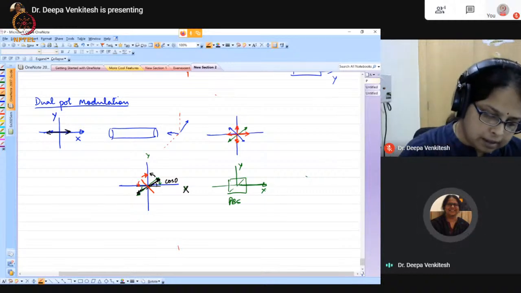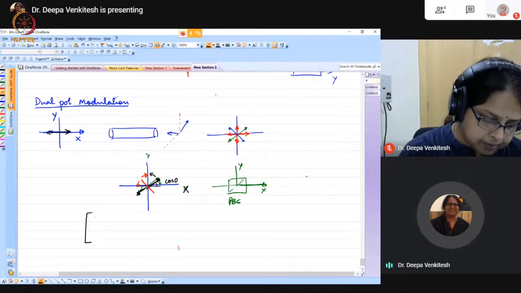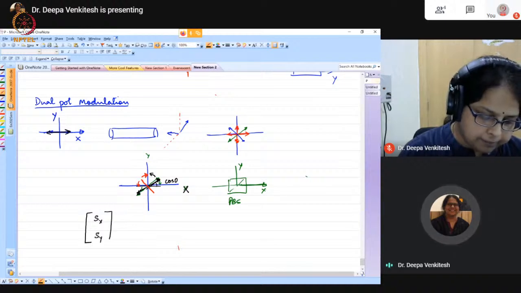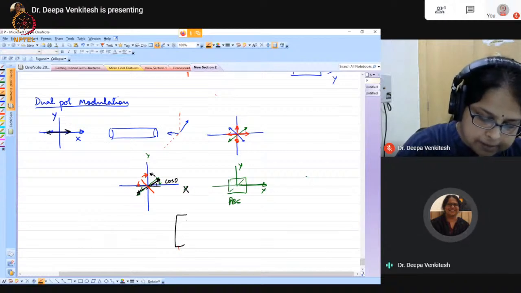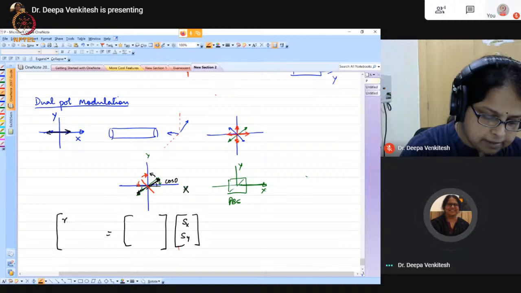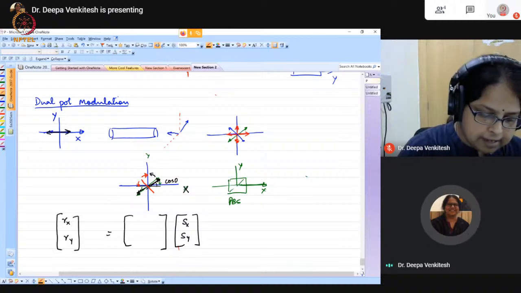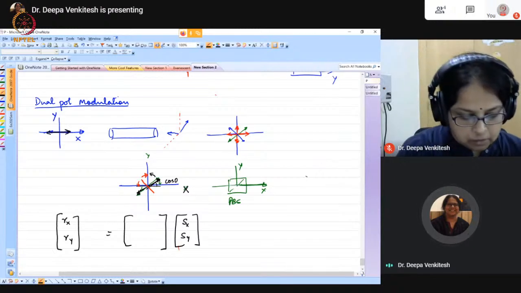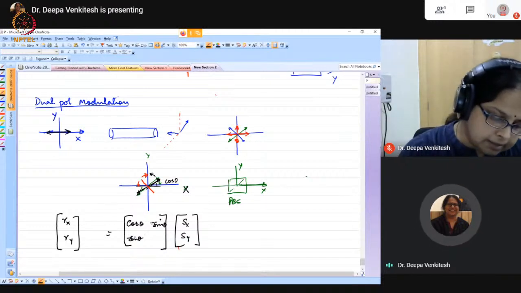Right? So if your input is, let's say you call your input as symbol x and y, or let's say your transmitted symbols are represented as Sx and Sy. What you will end up getting at the receiver, Rx, Ry, is actually a rotational transformation. So that is cos theta, minus sin theta, sin theta, cos theta.